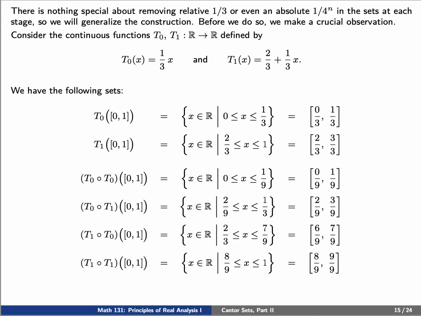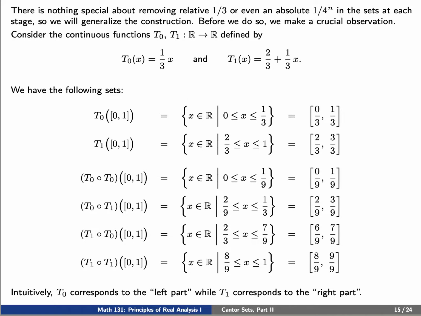We can now iterate and consider the image of T0 under T0 and T1 of these two from above. We'll see that if we take T0 and then compose it with T0, then we find the interval from 0 to 1/9. We can compose T0 and T1, we find the interval from 2/9 to 3/9, and so forth.